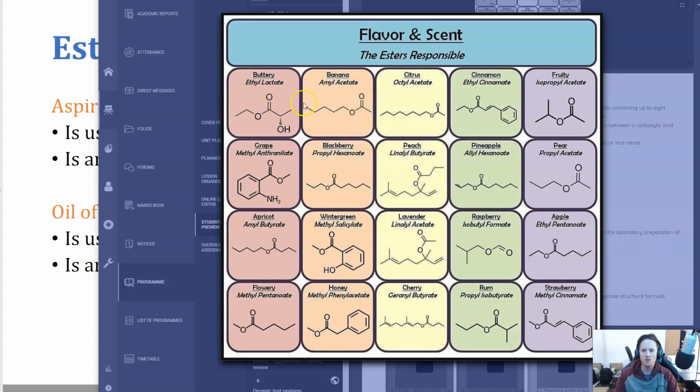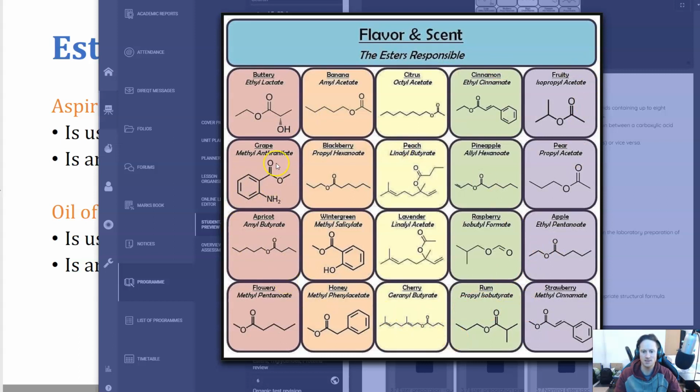So esters are responsible for, I guess, fruity scents and smells. So lots of different kinds here. Buttery kind of smells here. Banana, blackberry, oil of wintergreen, like I said before, citrus fruits, peach, pineapple smells, cinnamon, raspberry, lavender. You can see rum, strawberry, apple is a pretty easy one to make. So there's lots of different examples.